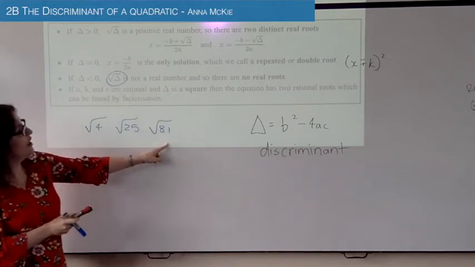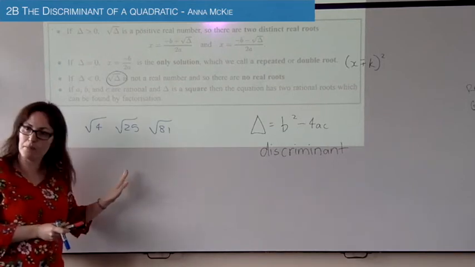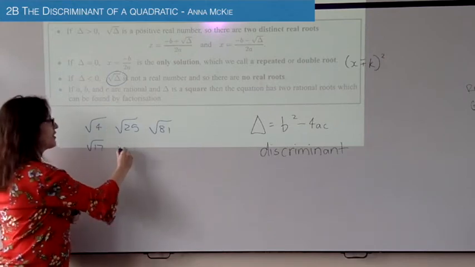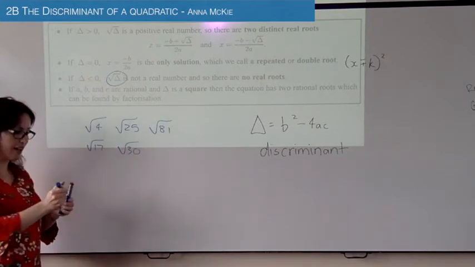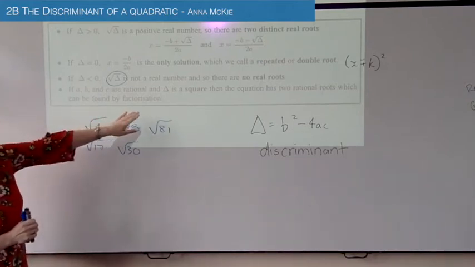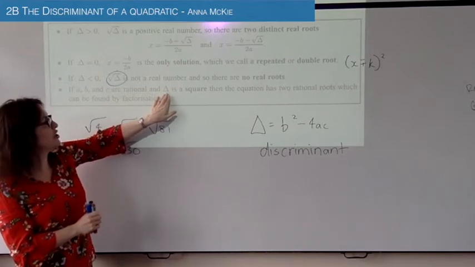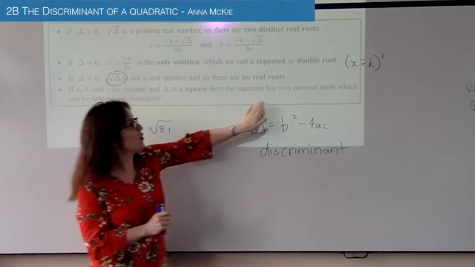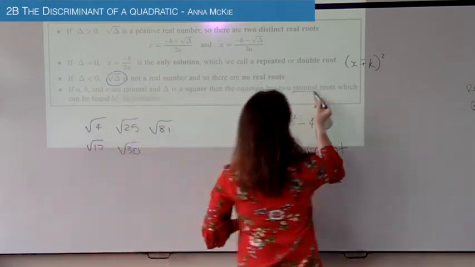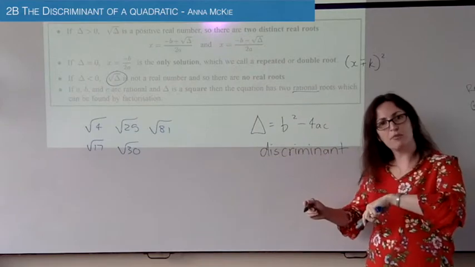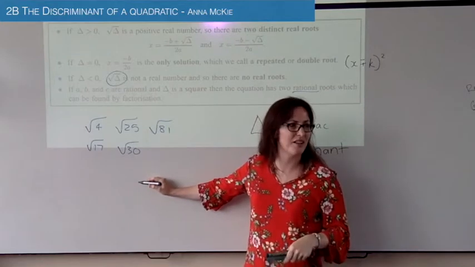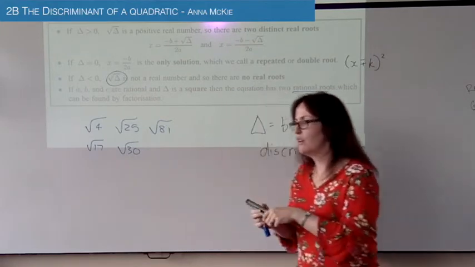If it's not a square number, you're going to get, say, the square root of 17 or the square root of 30, something like that. That's when you will need the quadratic formula to help you factorise. So if delta, the discriminant, is a square, then the equation has two rational roots. Rational is the word that we use, I guess, when it all works out. What would be the word then for these ones? Irrational, that's right.